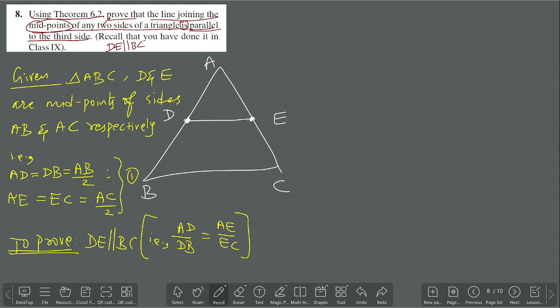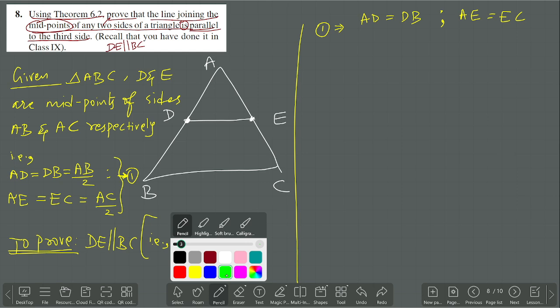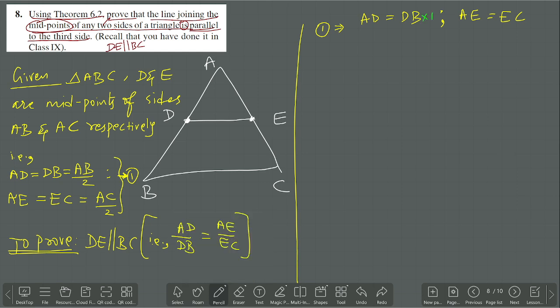The two things I'm taking, result 1. From result 1, I'm going to bring the required result. Now listen. From 1 we have AD equal to DB, and at the bottom AE equal to EC. From 1 I'm getting these two. Now write in pencil what I'm writing. Let me multiply by 1. Is there any change when I multiply by 1? 1 multiplied by anything is the same.